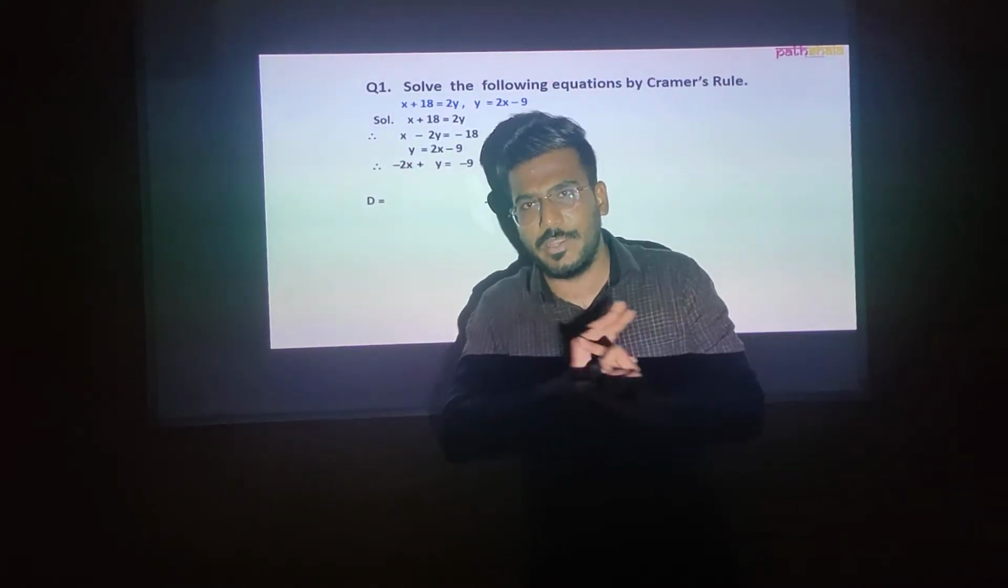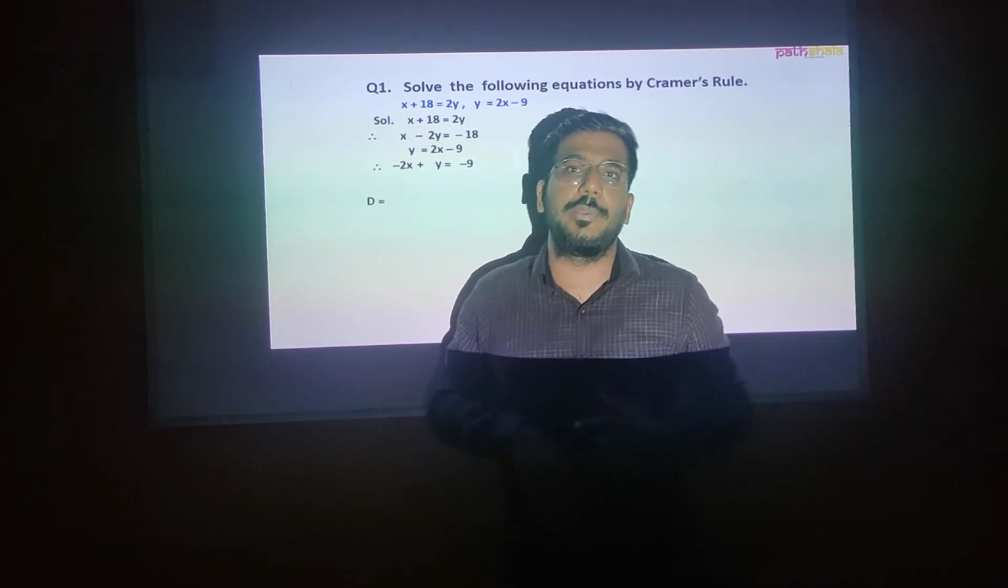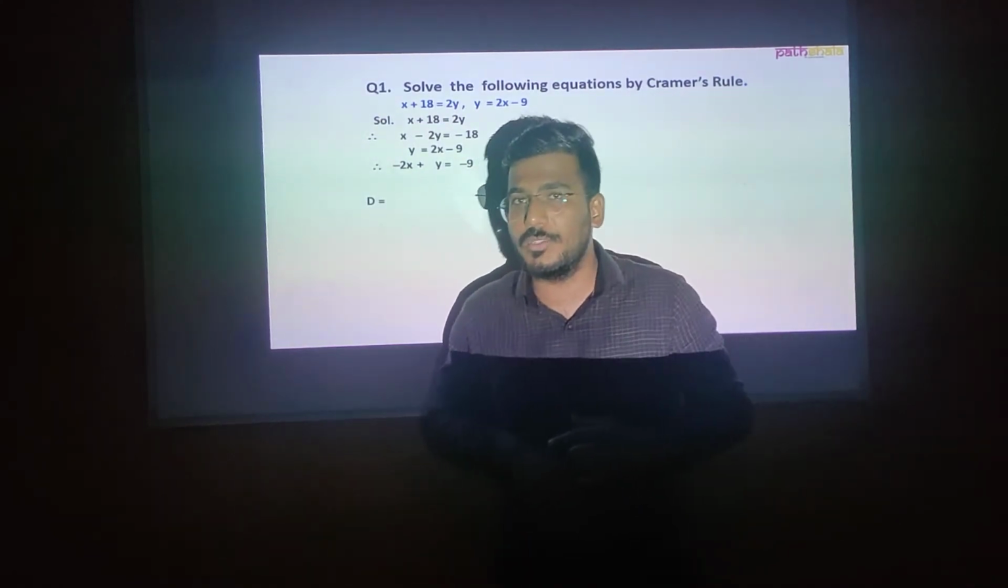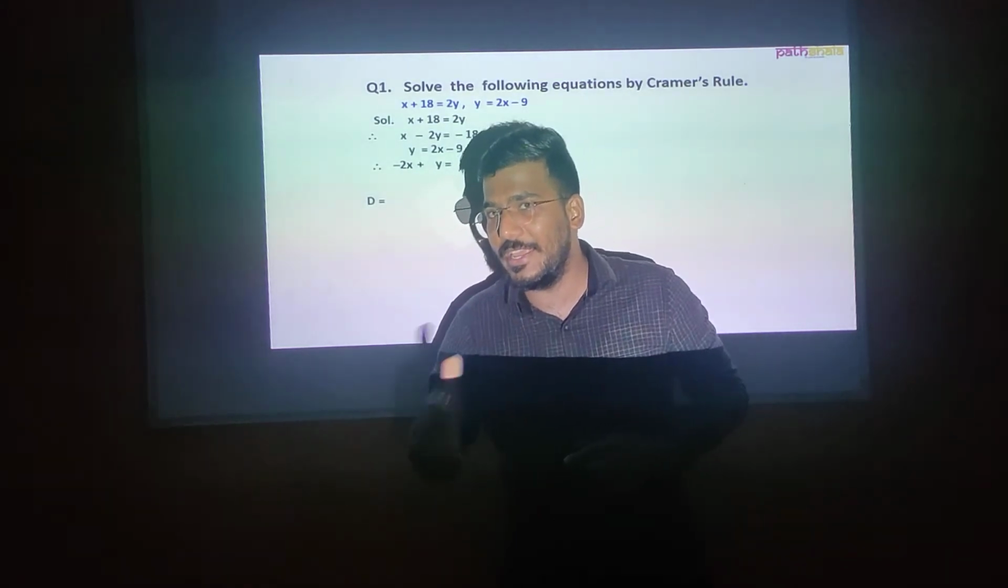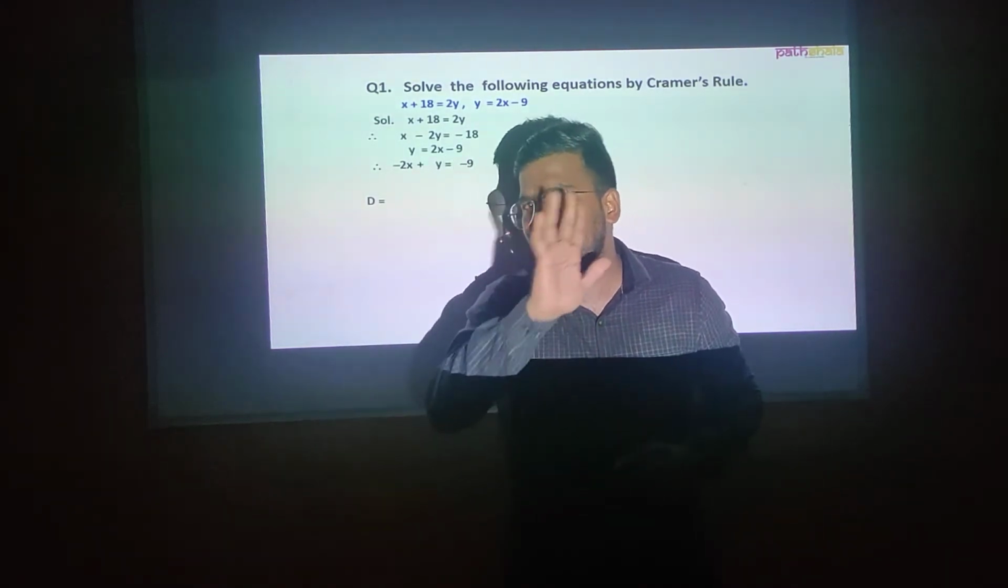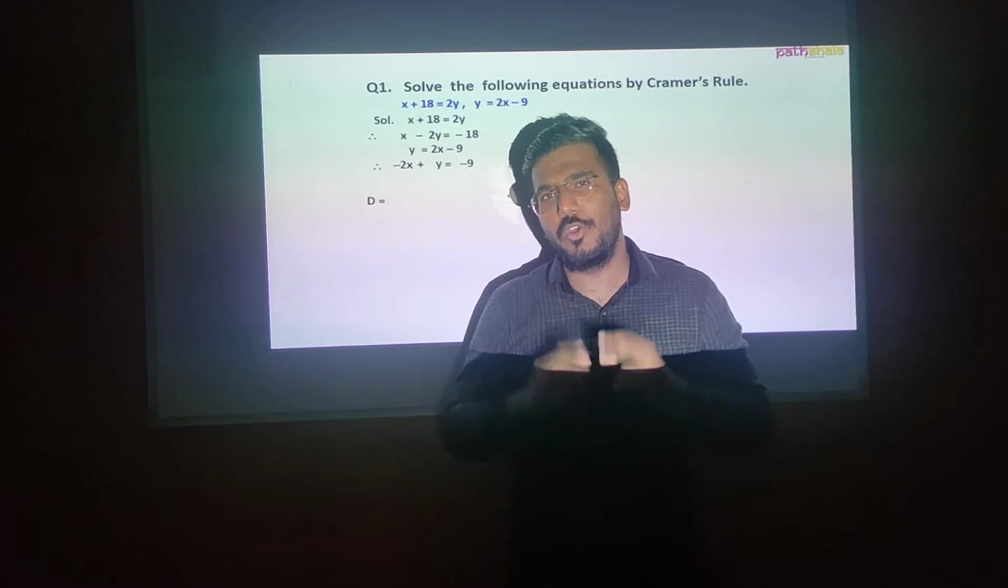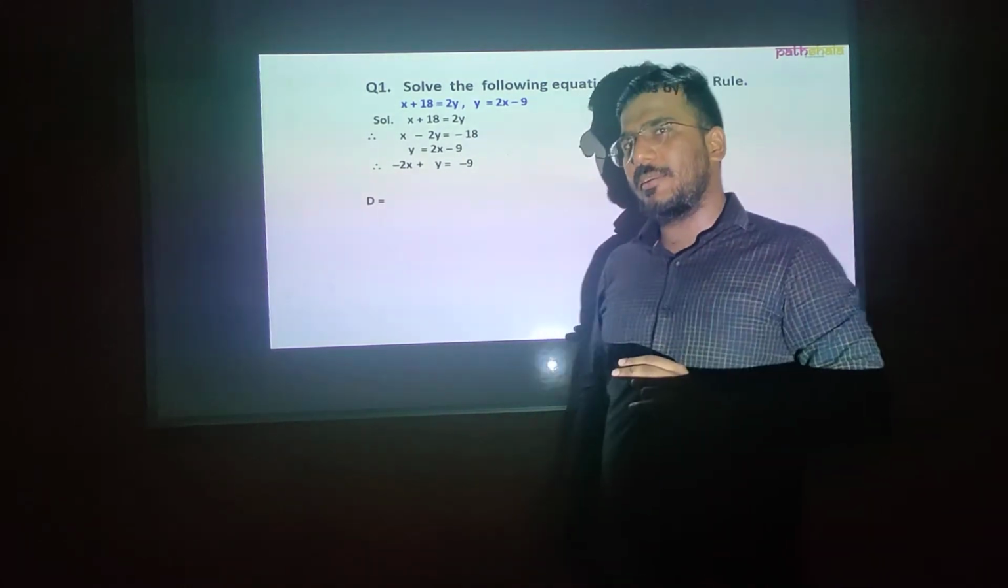Fine. So this was the first step, arranging equation in standard form. Equation को हमने standard form में arrange कर दिया. Next step, remember step number 2 was find three determinants. The first is D, the next is Dx, the next is Dy. Let's start with the determinant D. How do we frame a determinant? अब ये determinant कैसे बनाने का?